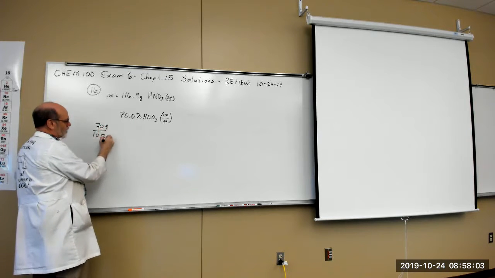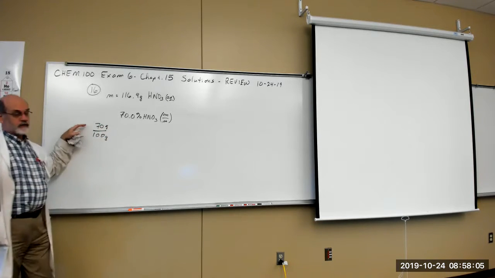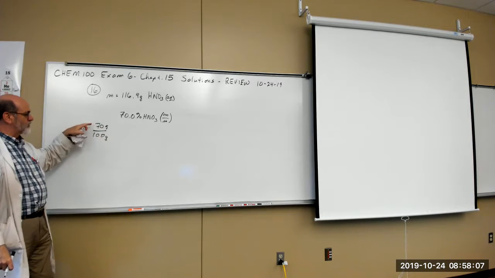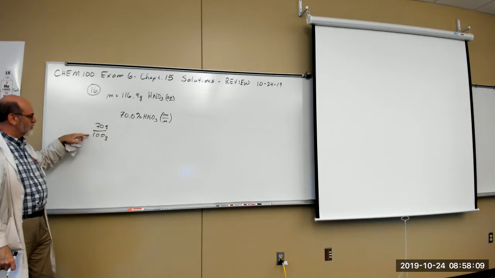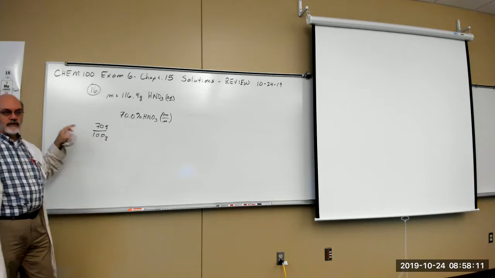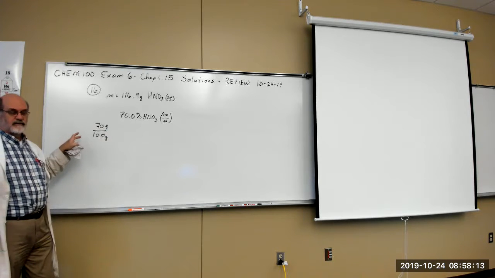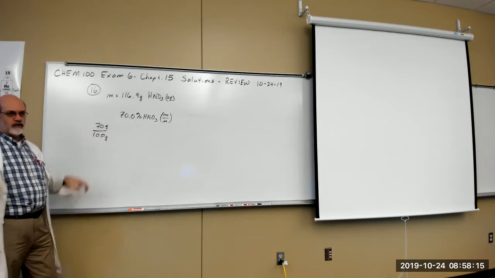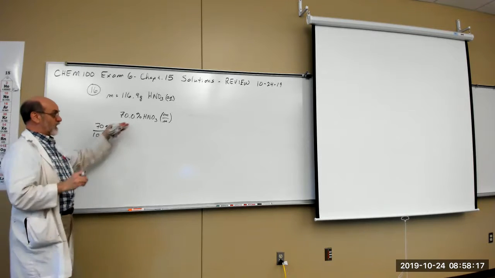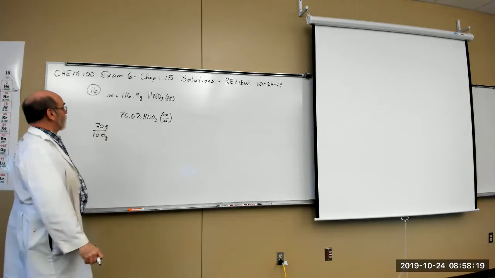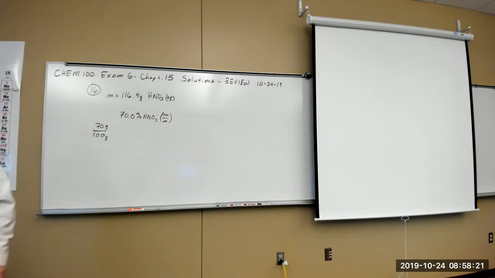If we put mass and mass, they have to be the same units. So it'd be 70 grams of nitric acid per 100 grams of solution. Okay, that's probably what was giving you trouble. What does that mean? Okay, so now let's go back to the question. How many moles of nitric acid does that represent?